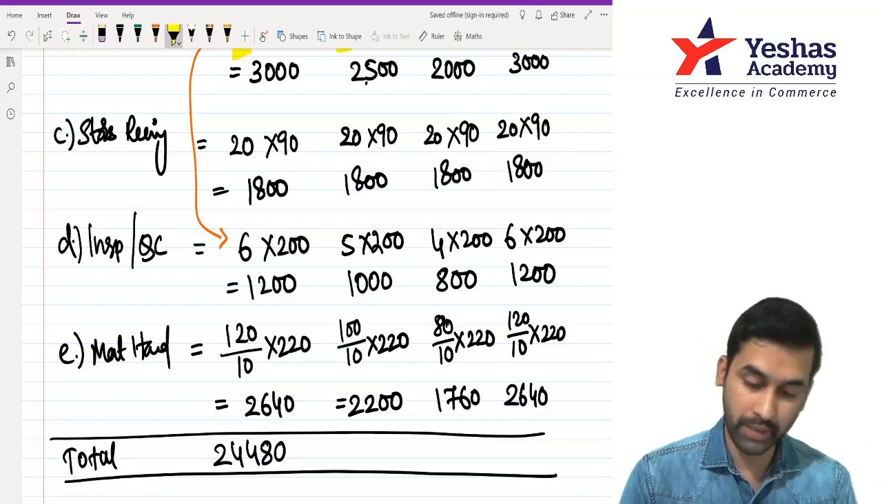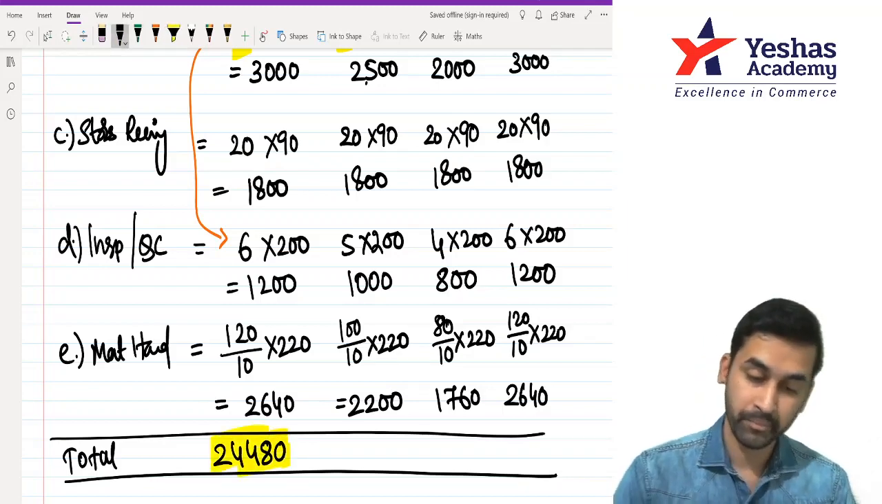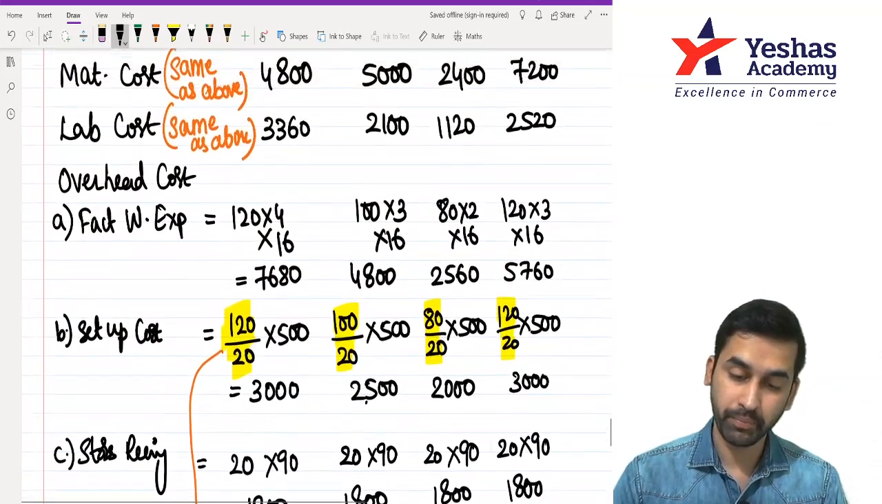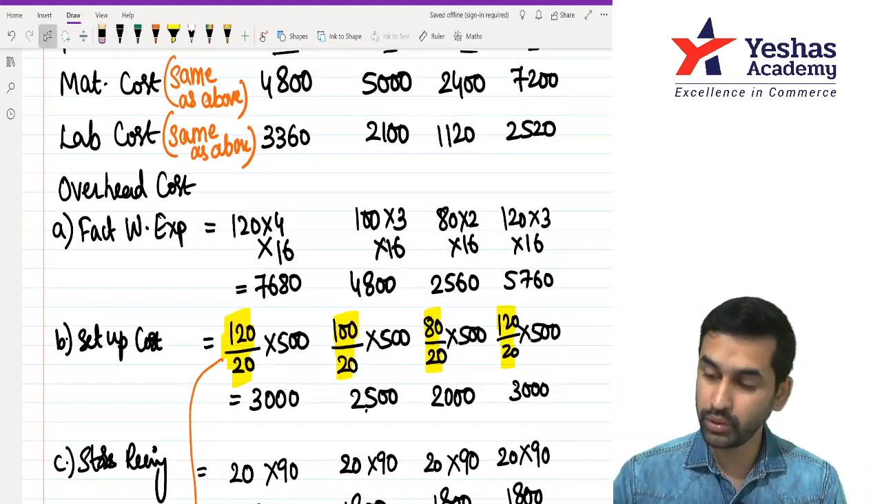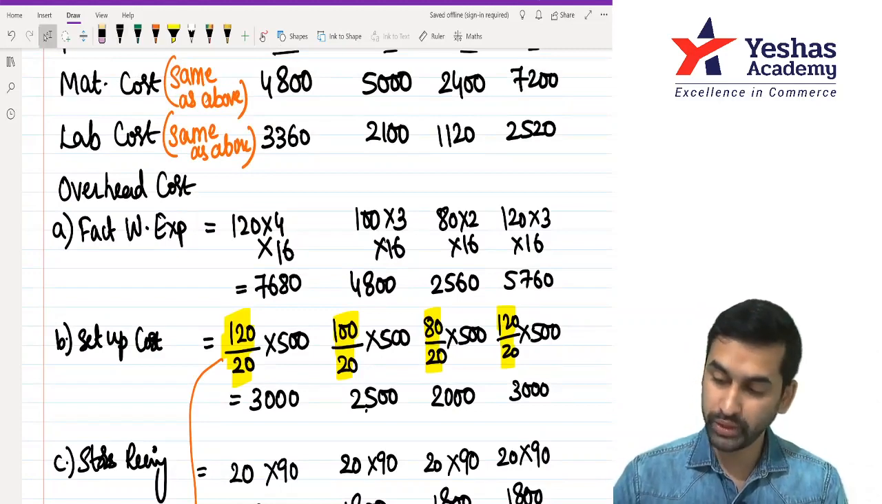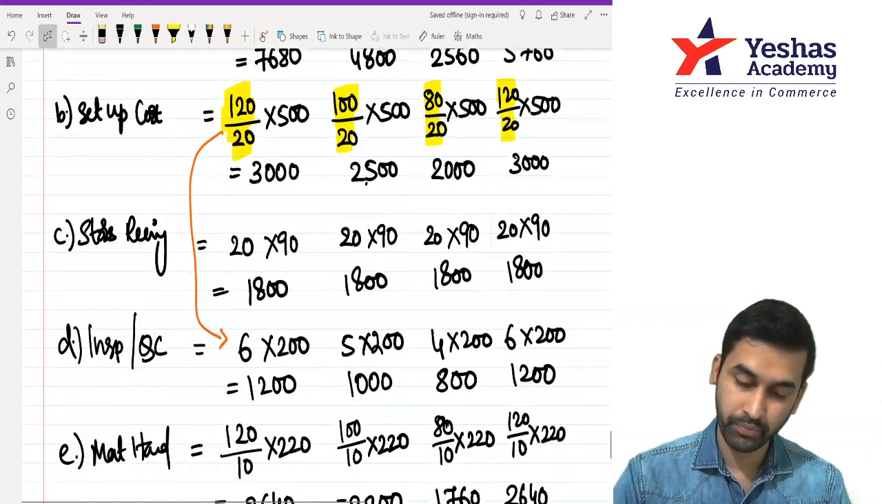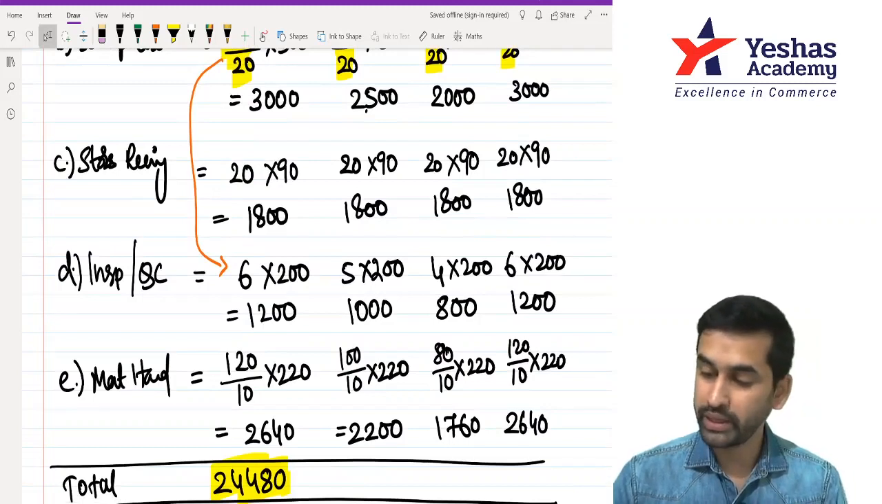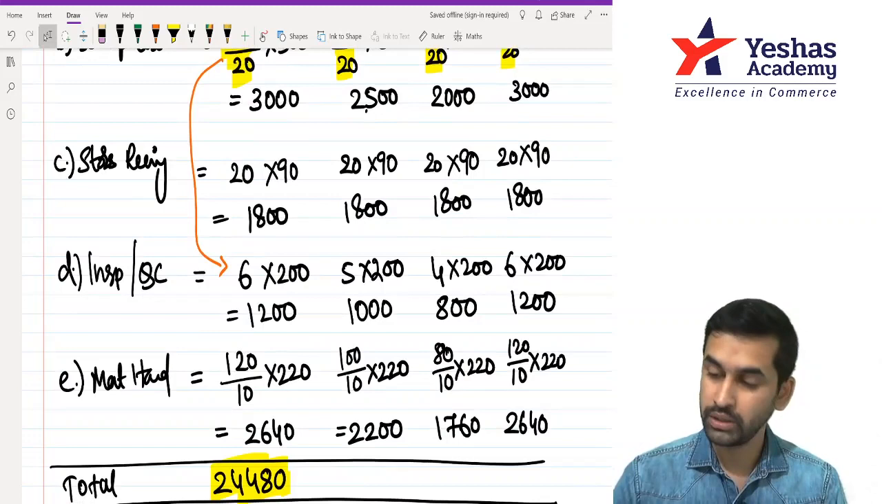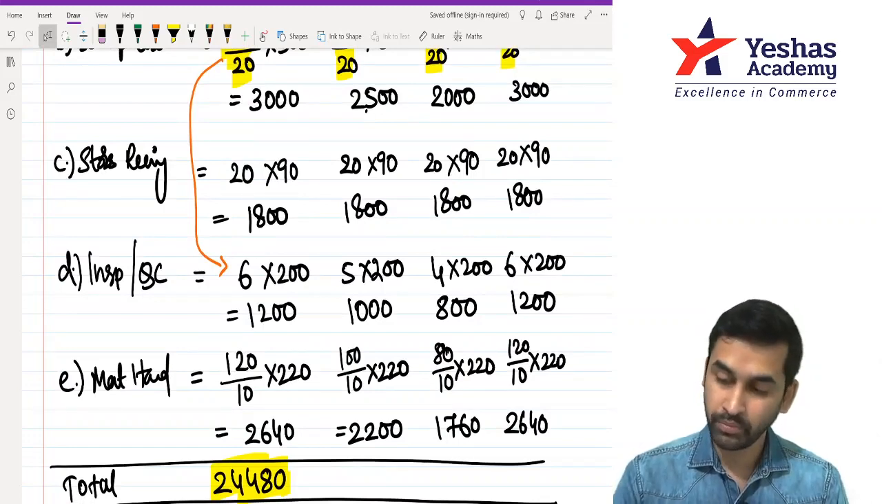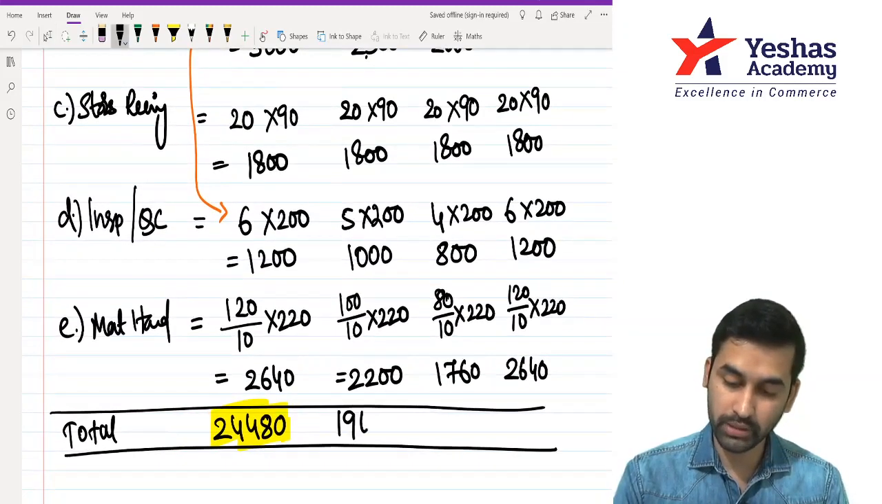24480 is what I am getting. Product B: 5000, 2100, 4800, 2500, 1800, 1000, 2200, total 19400.